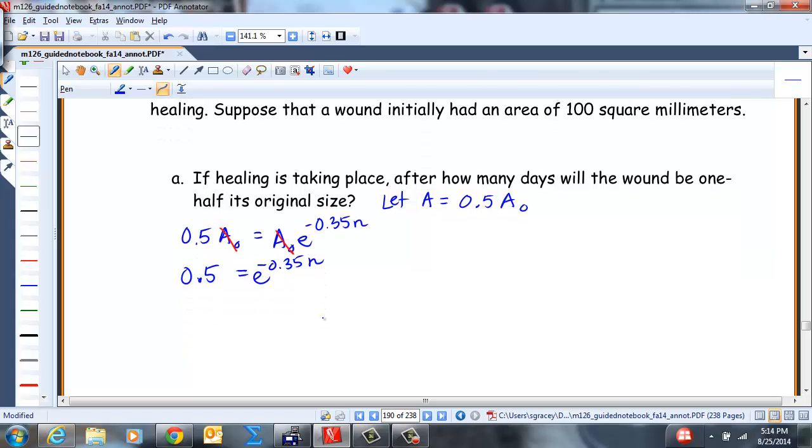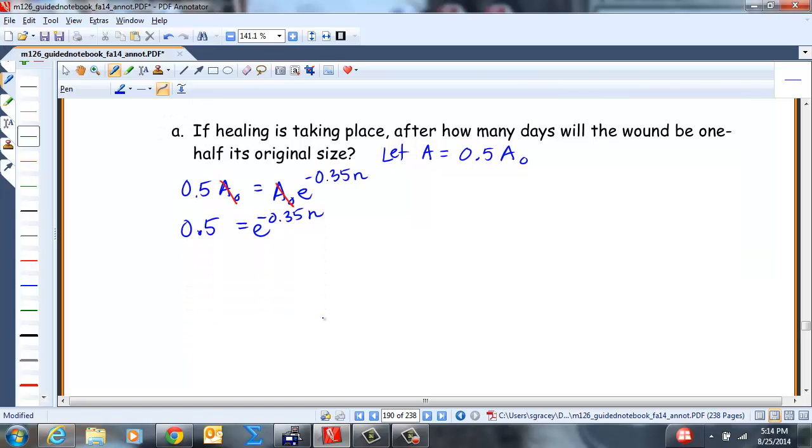Now, since our unknown is in the power, what we're going to do is switch this into logarithmic form. And remember that log base e is natural log. So a logarithm is an exponent. We'll have natural log because we have a base of e. The exponent is negative 0.35n. The only thing left is 0.5.